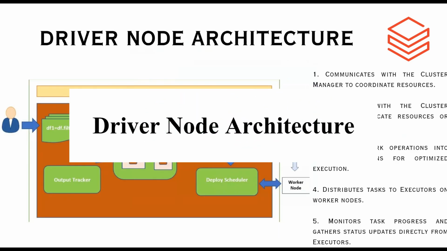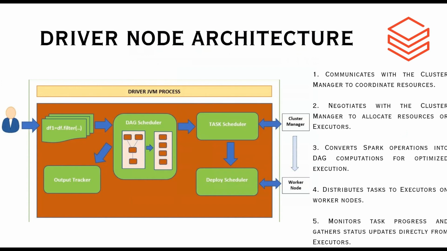Now let's see the driver node architecture in detail. The driver node is a central component of a Spark application which is responsible for managing and maintaining all the critical information throughout the application's lifecycle. Especially, it is a process running on a physical machine that oversees the application state while interacting with the cluster. Now we will break down its functionality. The first one is that the driver mainly runs as a JVM process. JVM is nothing but Java Virtual Machine.